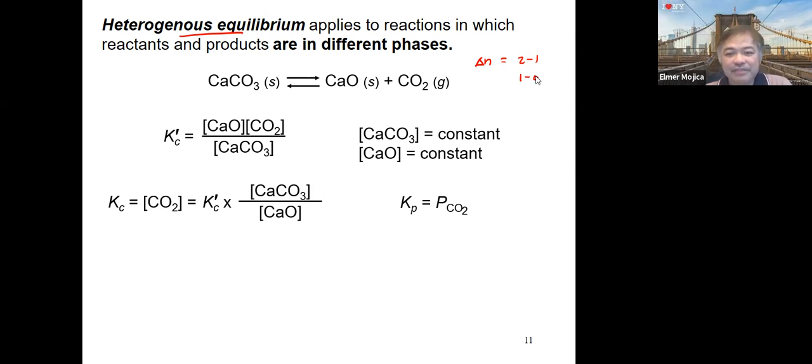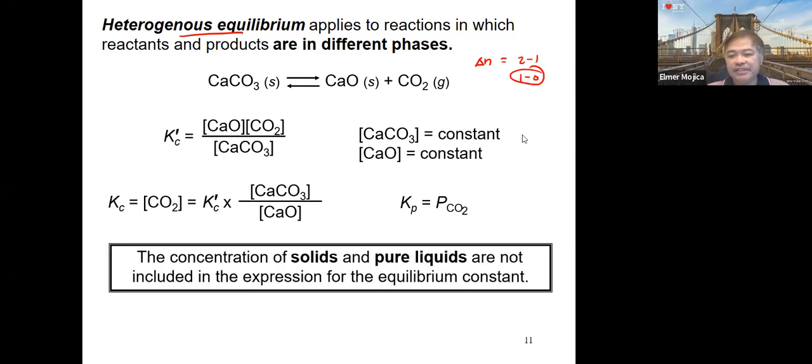Okay, the answer is, as I have told you, only include in delta n the species that are included in the expression. And in that case, it's just CO2 minus none. So this is the reason why it is 1 minus 0. Yep. Since it's a constant, it's not included in the equilibrium expression, you're not going to include it in the delta n computation. That's why the one that you get there is from 1 minus 0. Is that clear? And also remember that the concentration of the solids and pure liquids are not included in the expression of the equilibrium constant.